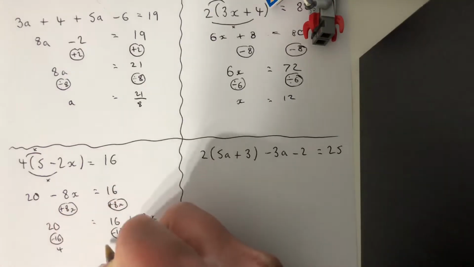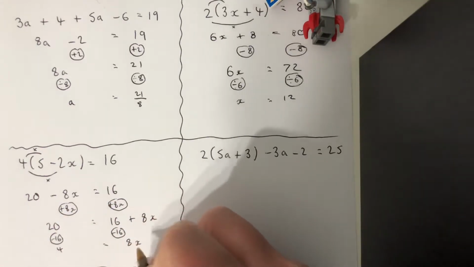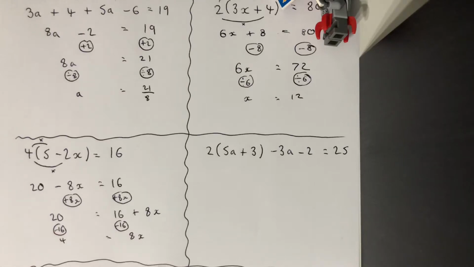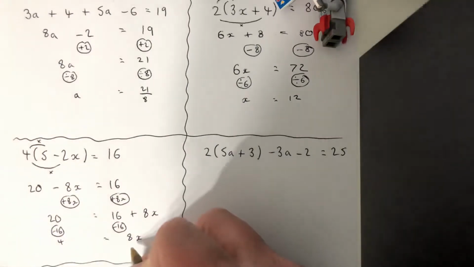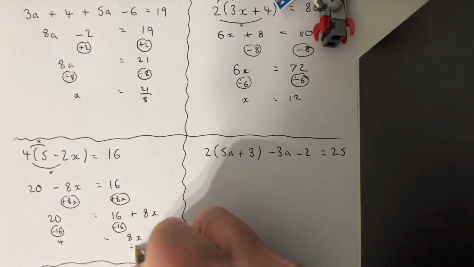That will give me 4 equals 8x. And of course, the last thing is to find out what x is. You'd be surprised how many people say 2 for this one. 4 equals 8x, or 4, 8. 4 times 2 is 8. But if you think about it, you're actually dividing by 8 on both sides.